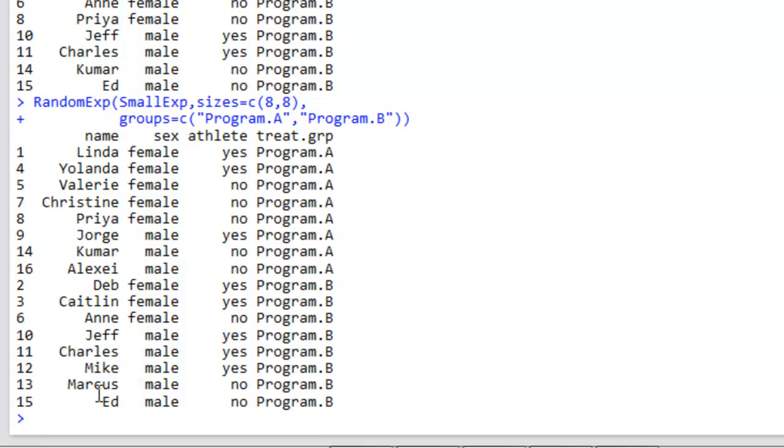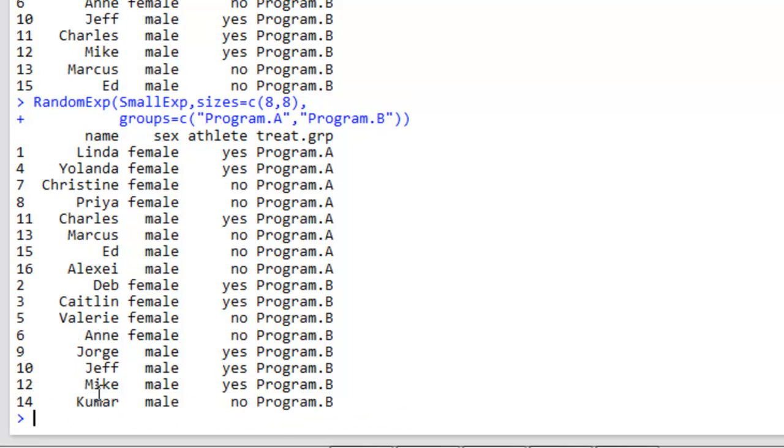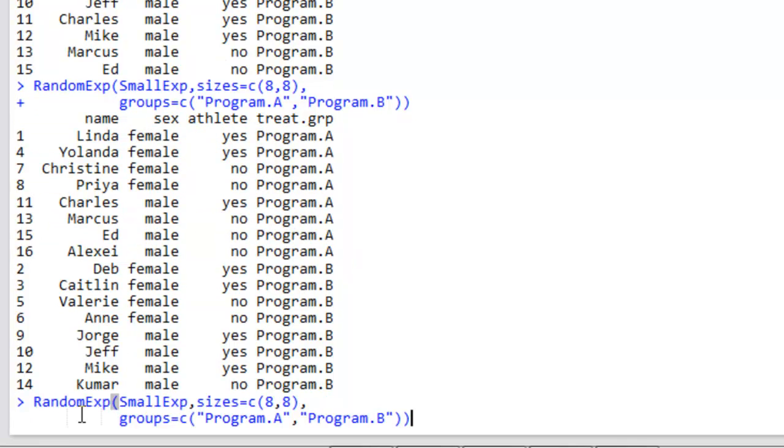Let's give it another try. Up arrow key, we have the same command. Run again, we'll get a different assignment. This one looks okay as well. Looks to me like we've got 4 females and 4 males in Program A, and we have only a slight imbalance in athletic status, 3 athletes and 5 non-athletes. Let's give it another try.